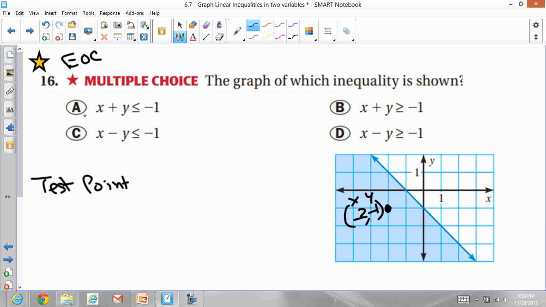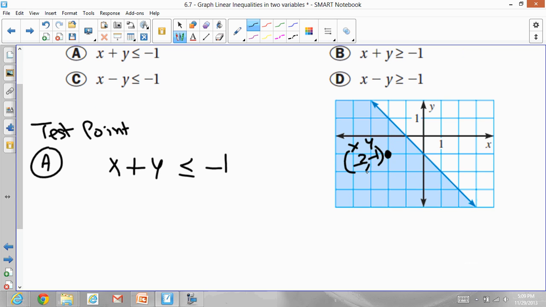So I'm going to test to see whether A will work. A is telling me x plus y less than or equal to -1. What I'm going to do is take this test point and substitute over here. So x, I'm going to replace it by -2, and plus y, I'm going to replace it by -1. And I'm going to finish off everything.